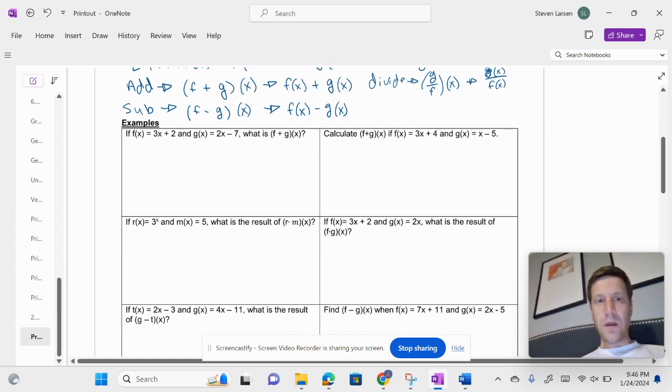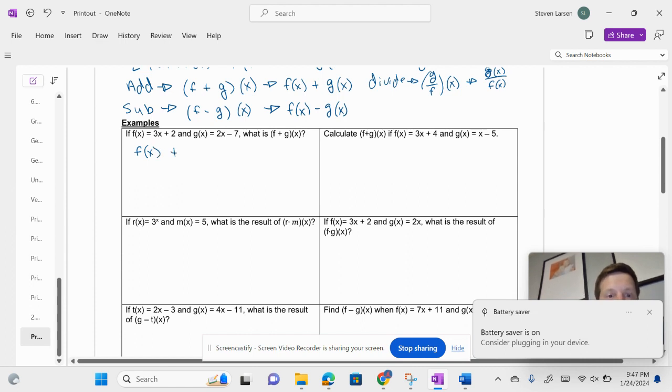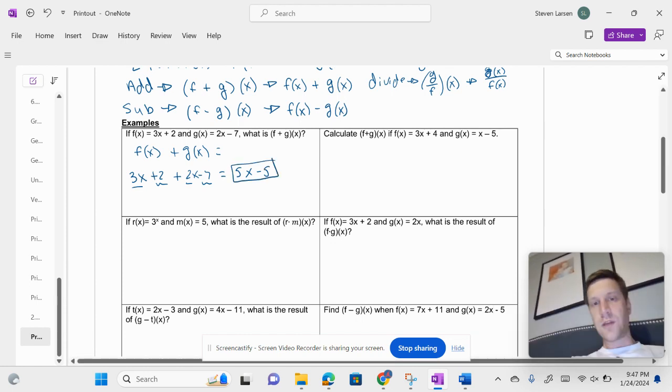So first one, if f of x is 3x plus 2, g of x is 2x minus 7, what's f plus g of x? We're going to do f of x plus g of x, and then let's plug in. I'll do it underneath maybe. So f of x is 3x plus 2. g of x is 2x minus 7. Let's combine like terms. That gives me 5x minus 5. So that's what f of x plus g of x is equal to.